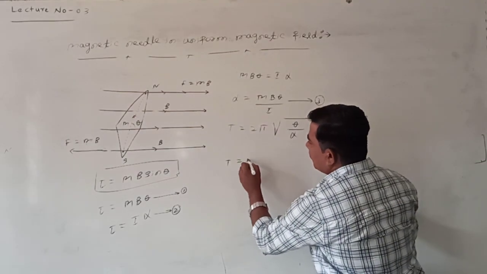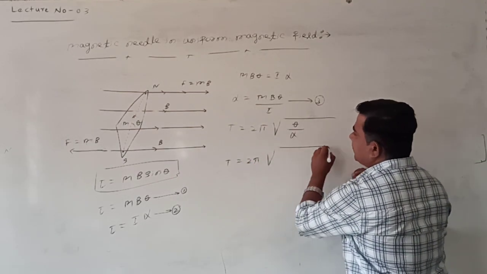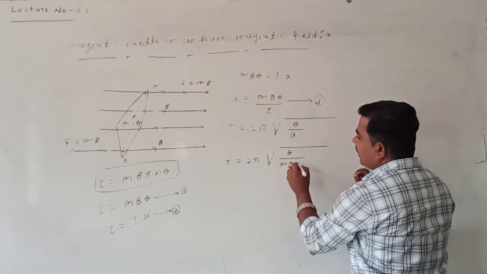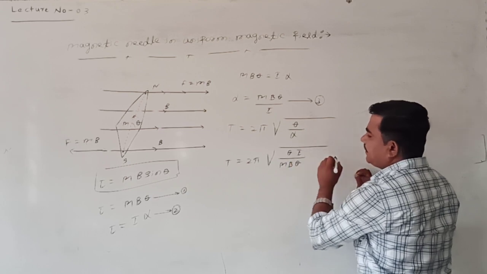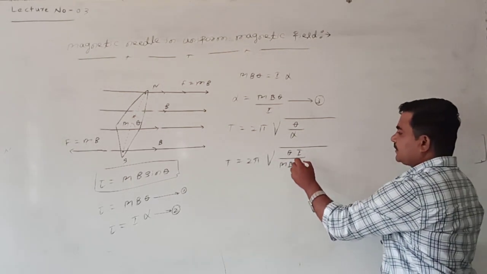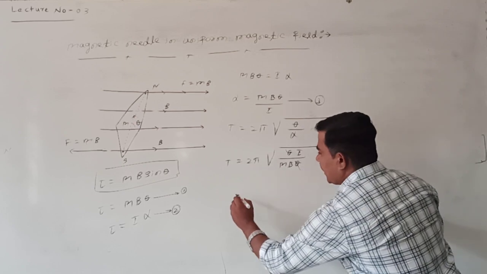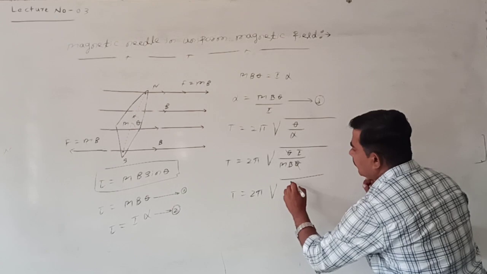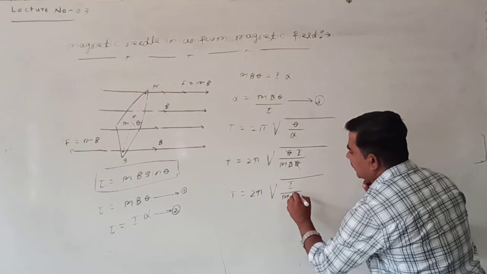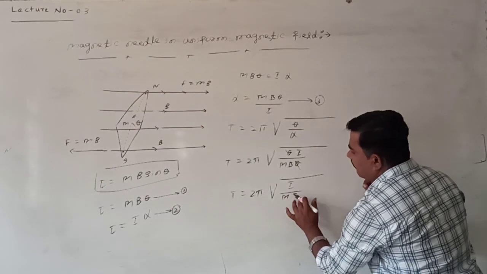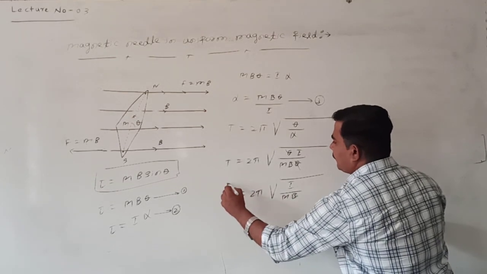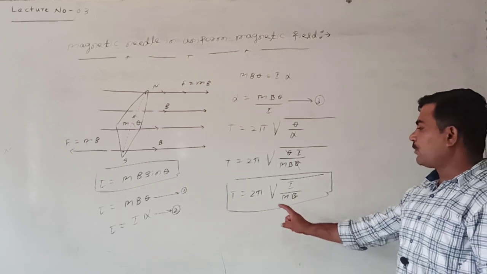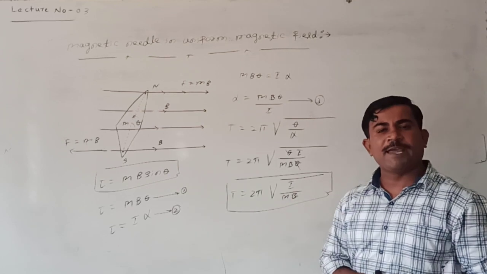Then T is equal to 2 pi under root of theta, keep it the same. Alpha is mb into theta divided by I, which goes upside. Then theta gets cancelled. What is remaining? T is equal to 2 pi under root of I divided by mb. That is, when a magnetic needle is placed in a uniform magnetic field, it oscillates with the time period T equal to 2 pi under root of I divided by m into b.